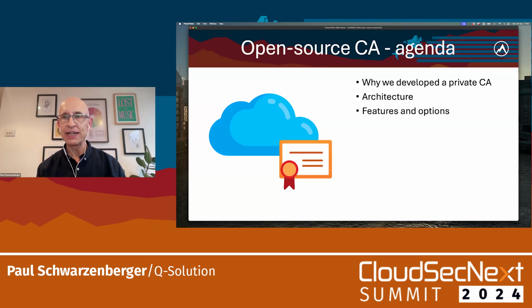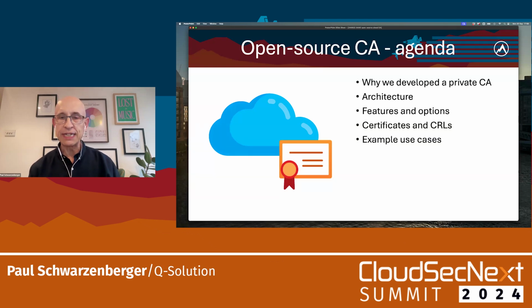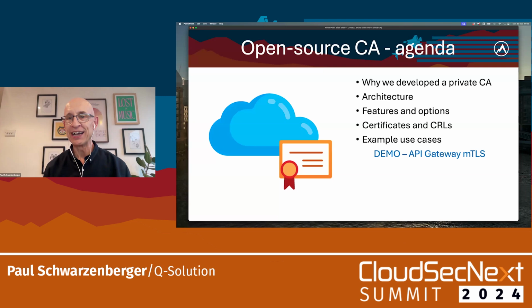I'll talk about some of the features and options that are available with the certificate authority, and describe some of the different methods of issuing certificates and publishing certificate revocation lists. I'll go through some example use cases. So what might you actually use this for? What's the point? And for one of those use cases, I'm going to give a live demo.